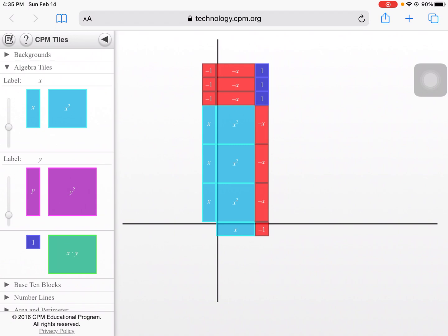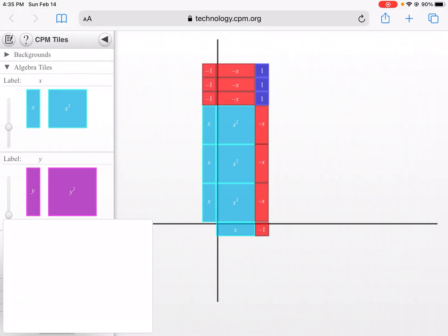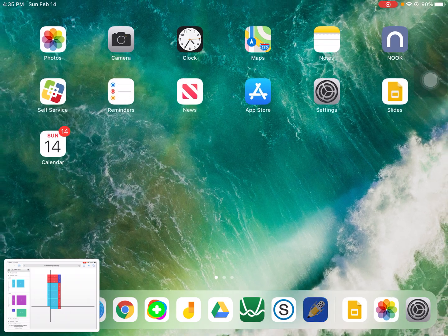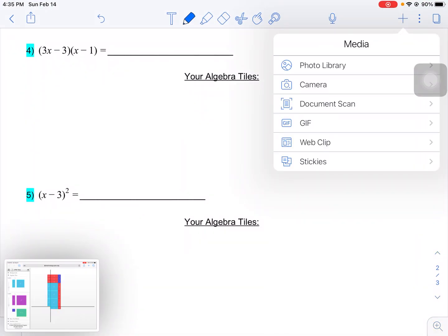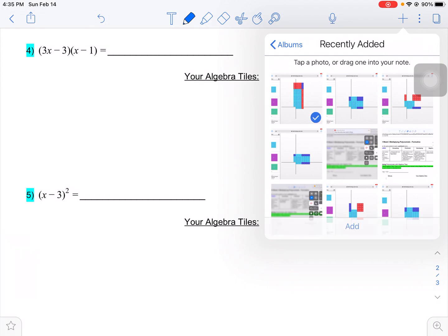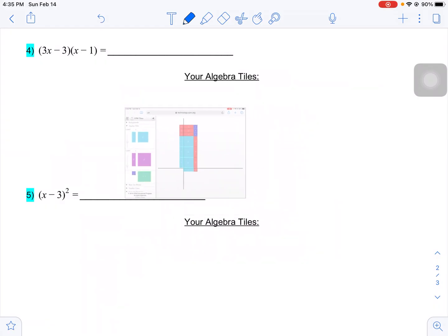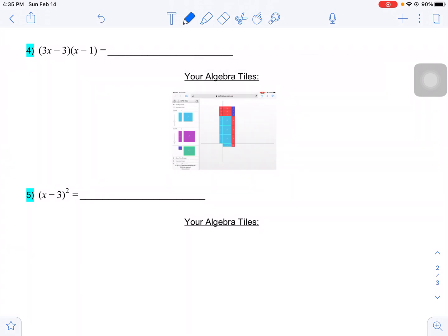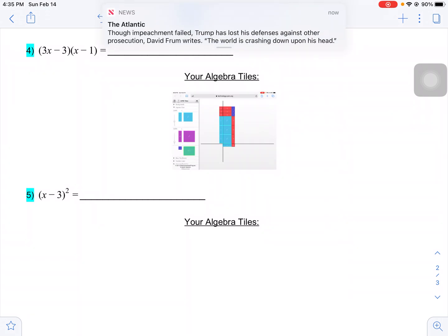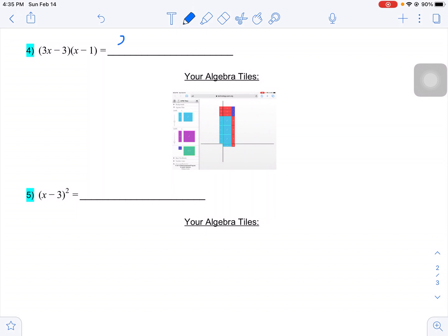So I'm just going to screenshot this and take it over to my Notability problem. Use the plus sign to add an image. Put it there under your algebra tiles, and we'll fill this in. So we have 3x squared, and then we have negative 1, 2, 3, 4, 5, 6 x's. So minus 6x, or negative 6x, and then plus 3 is the last term.